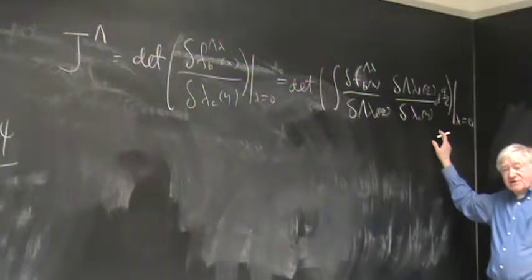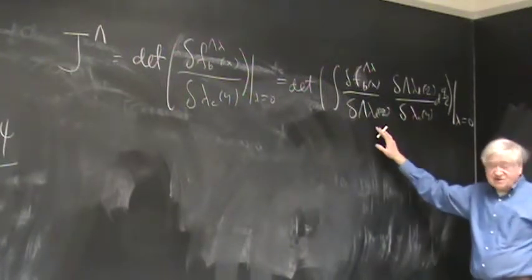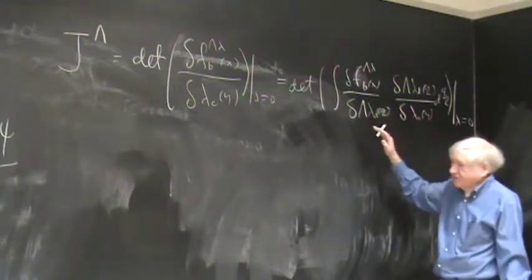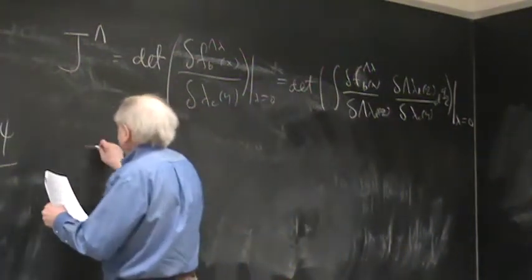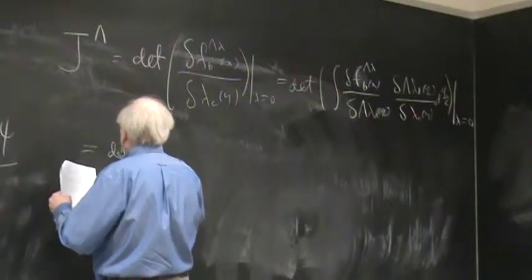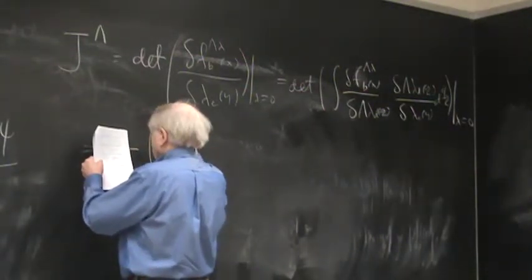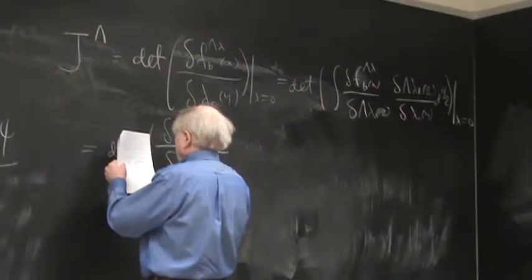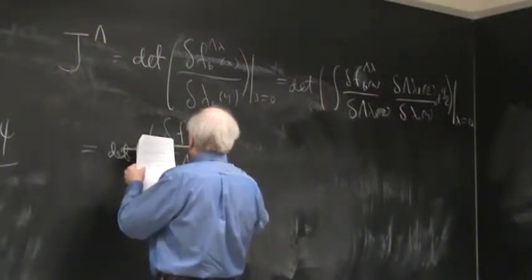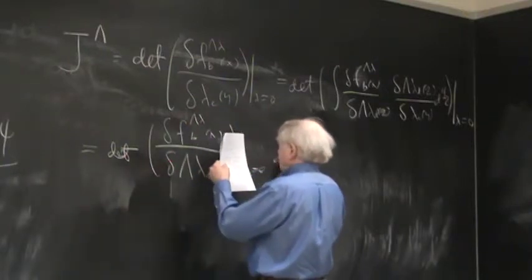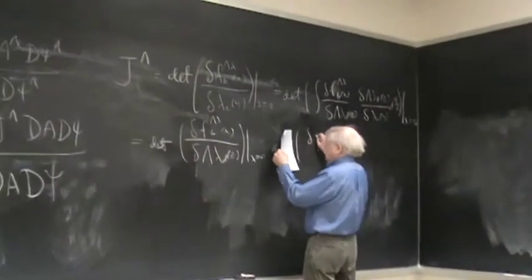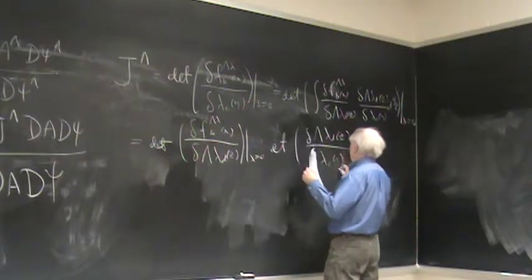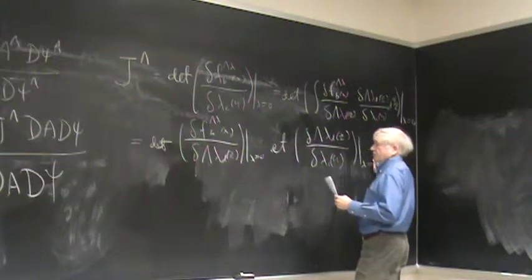Now, determinants have the nice property that this is basically a product of matrices. These things are infinite dimensional matrices. This is a product of these infinite dimensional matrices. The determinant of a product is the product of determinants. And so this is actually the determinant of the first one, F lambda lambda B of X with respect to lambda lambda d of z, little lambda equals zero, times the determinant of the variational derivative of lambda lambda d of z with respect to lambda c of y, also little lambda equals zero.